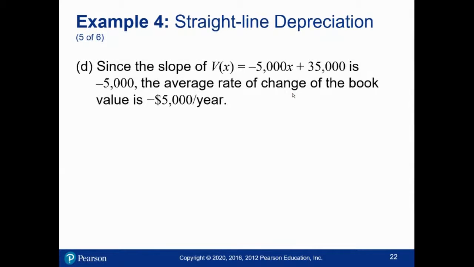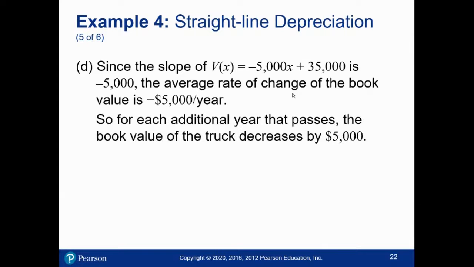So part D was, what does the slope represent? The slope is the average rate of change. Negative 5,000, its value goes down by $5,000 per year. Every time a year advances, the value of the truck goes down by 5,000.